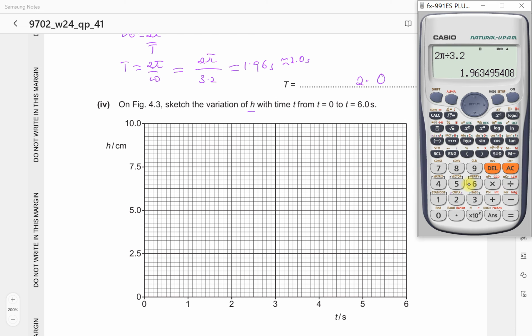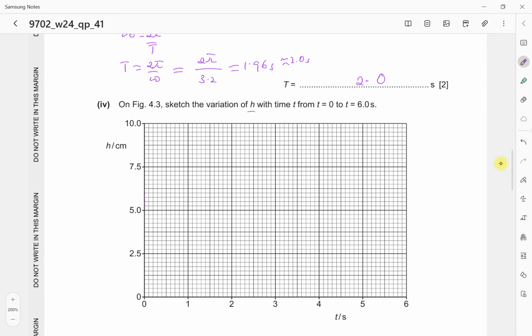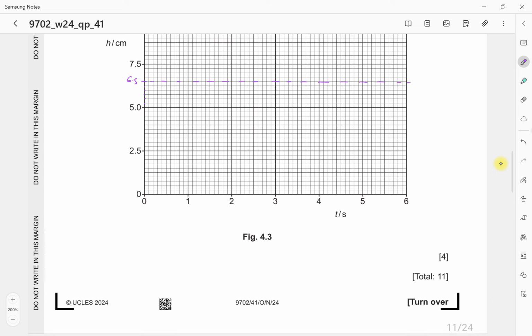So I'm going to look for 6.5 here. Let me check. 6.5 minus 5, divided by the scale, which is 0.25. So I'll add 6 squares here. 1, 2, 3, 4, 5, 6. So this is 6.5. This is going to be the equilibrium height. Not equilibrium displacement, but the equilibrium height is 6.5 centimeters.